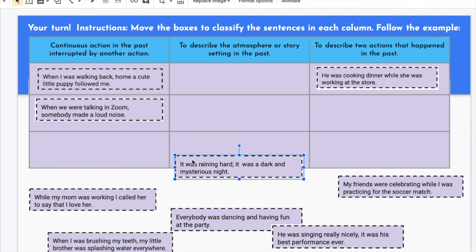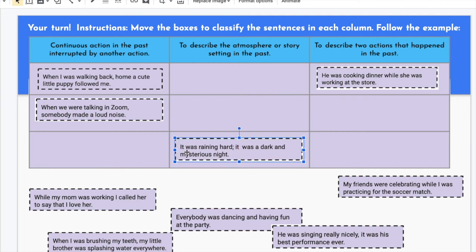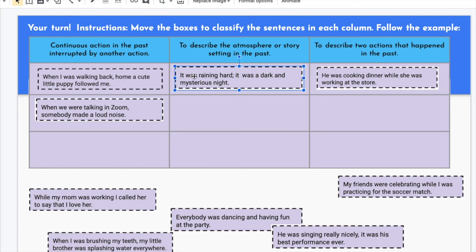Okay, let's take a look at this example here. It was raining hard. It was a dark and mysterious night. It sounds to me like I'm about to tell a story. Yeah, I'm describing the atmosphere, the background information. So absolutely, we are going to locate this sentence here. It was raining hard corresponds to the atmosphere or the setting of a story in past.